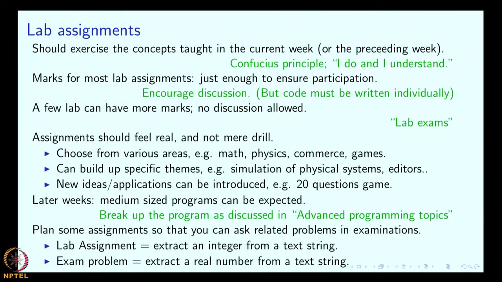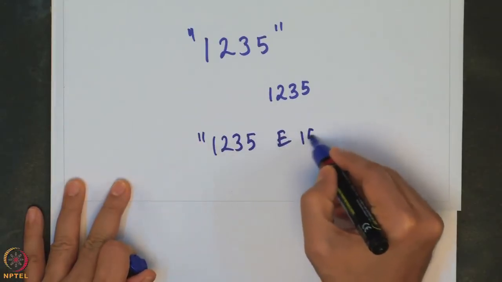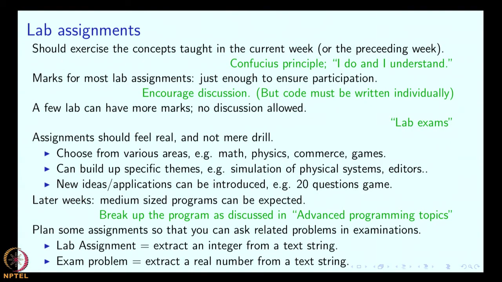So that's one reason for it, but there is another reason. If you ask this in a lab, then in your exam, you could ask them to take 1235E15, which means 1235 times 10 raised to 15, and generate a floating point number, and store that value in a floating point number. So this could be an exam problem. But if you had given the exam problem directly, then students would have had some additional difficulty. Students would not get this idea that to extract the digit value, I have to subtract just the character 0 from whatever character I read. So once that principle is through in the lab assignment, then this is sort of a fair question for an examination.